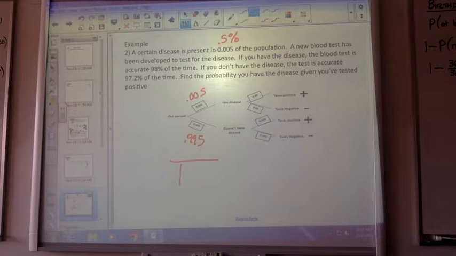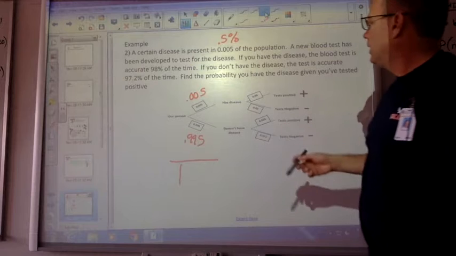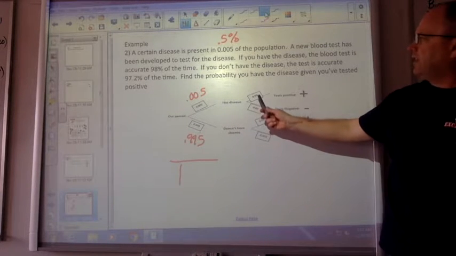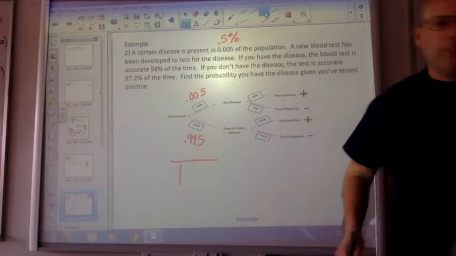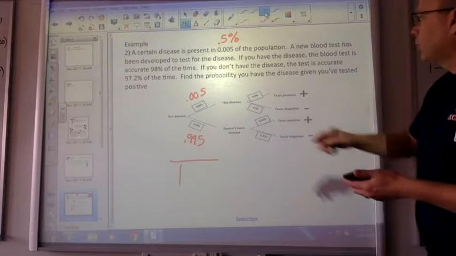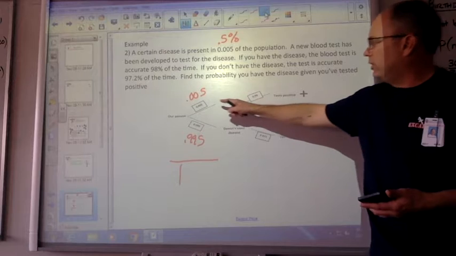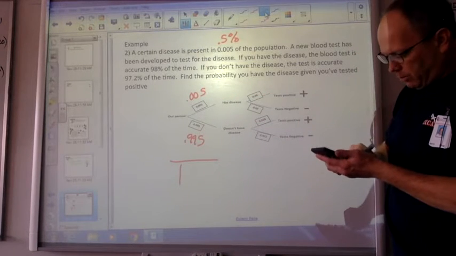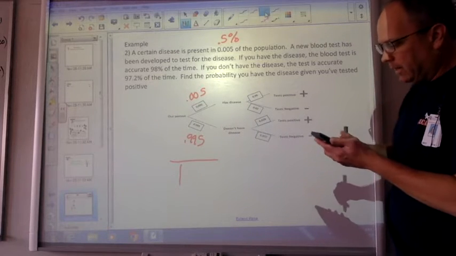Does that make sense? So let me change color now because I'm going to a different branch. Okay? So 0.005 has a disease, and they said that 98% of the time it works, and 0.02 of the time it doesn't work. So you're right. This one little branch here is 1. That's good to see. So what you should do is then you take the 0.005 and you multiply it times 0.98.